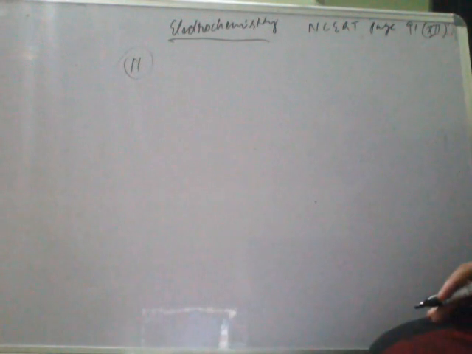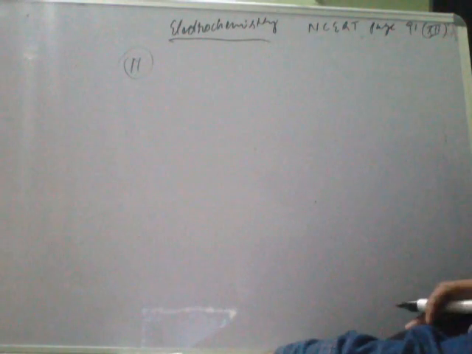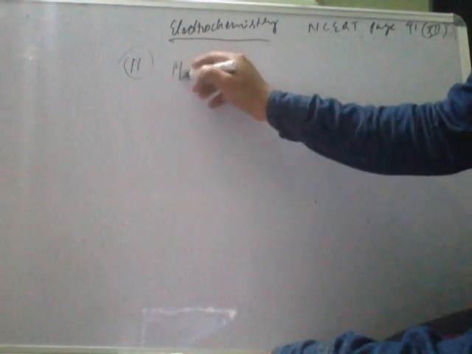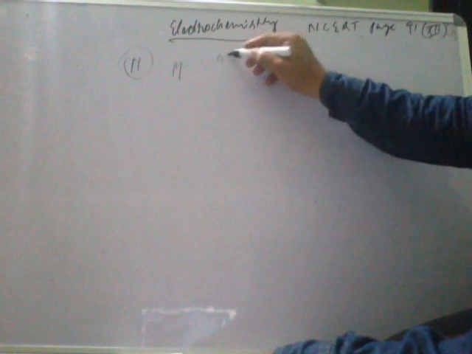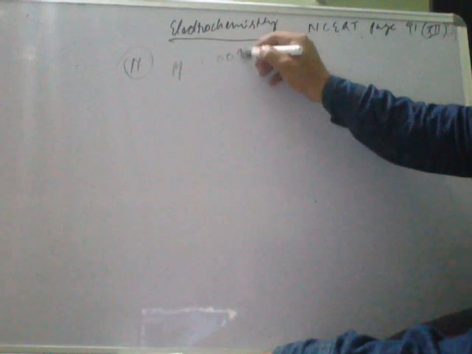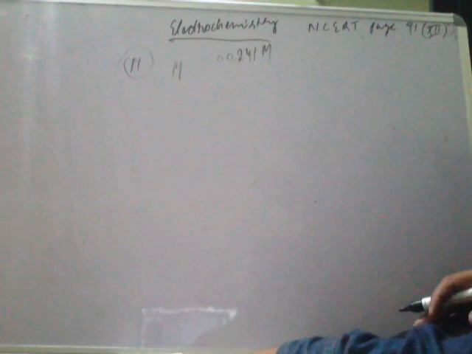Right. If you talk about question number 11, let us see what the question is saying. The conductivity of a 0.00241 molar solution of acetic acid is given, so M is equal to 0.00241 molar.